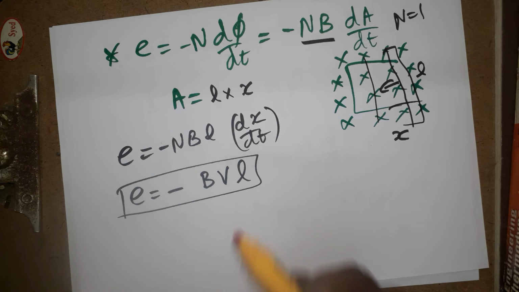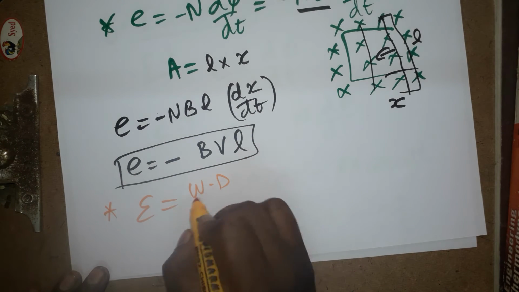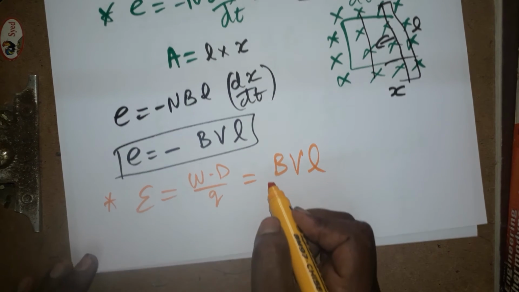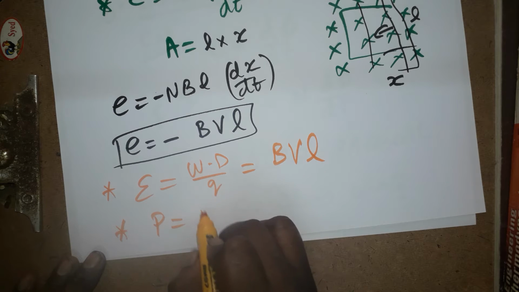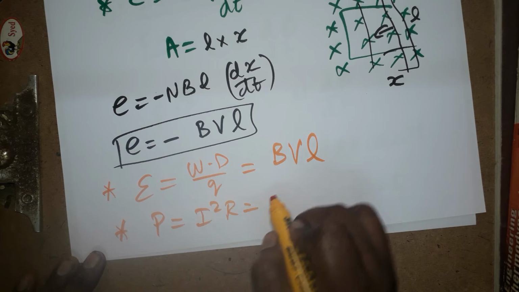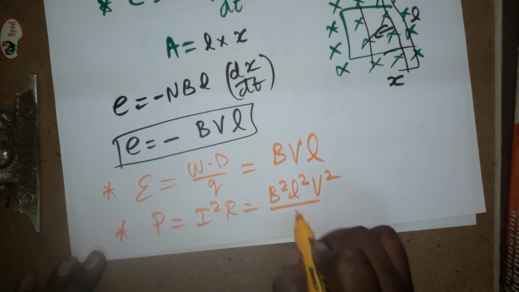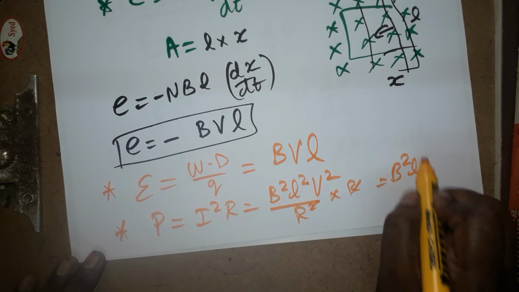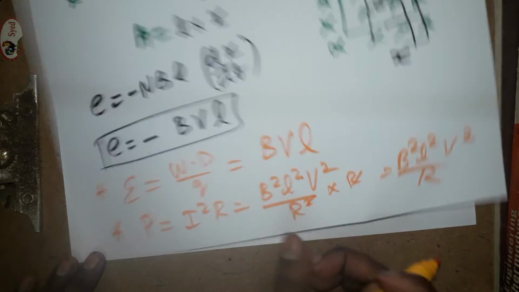Okay. The next formula, EMF is equal to work done per unit charge. So BVL also EMF we can call. Power is equal to I square R. So B square L square V square divided by R square into R. This gets cancelled. B square L square V square divided by R. Power we can get.